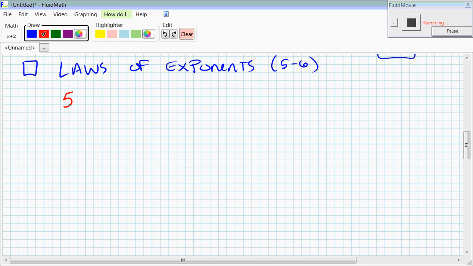Okay, here is number 5. Number 5 says, if you take two bases, a times b, and you raise it to a power of n, okay? A times b all to the power of n. Well, that means that everything inside those parentheses is also raised to that power of n. So this has to be a to the n times b to the n.